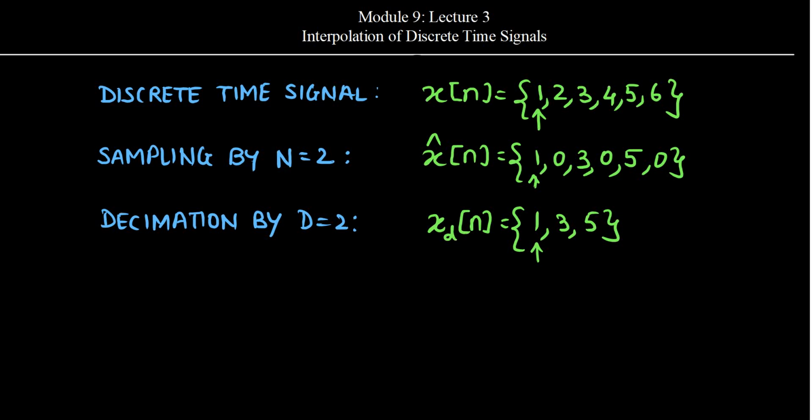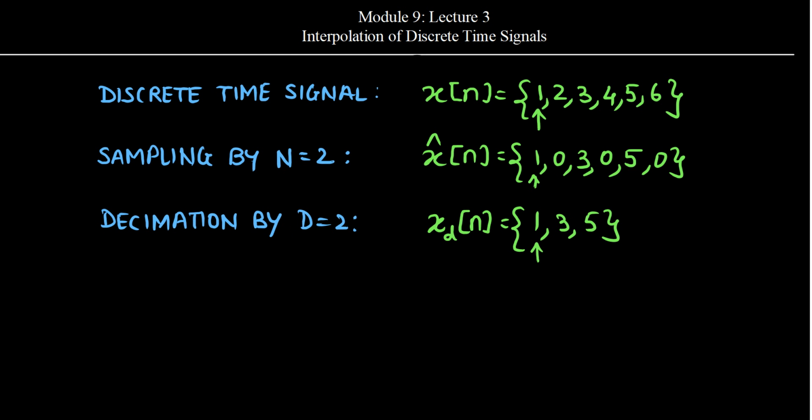In the previous lectures, we have seen sampling of a discrete time signal as well as decimation of a discrete time signal. Suppose we are given a discrete time signal, say x of n is equal to 1, 2, 3, 4, 5 and 6. The sampling by a factor of 2 results in 1, 0, 3, 0, 5, 0, which means that we are considering every second sample and we are making the remaining samples between them as 0. In case of decimation by a factor of 2, we retain every second sample, and instead of making the remaining samples as 0, we simply discard them. So we have it as 1, then we have 3 and we have 5. So we have seen sampling and we have seen decimation.